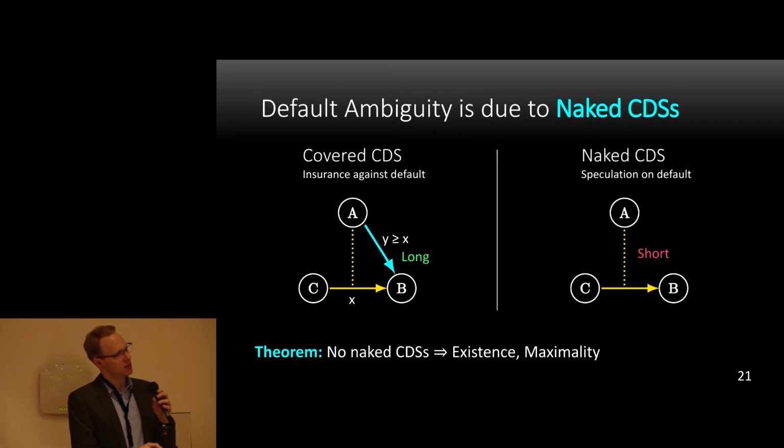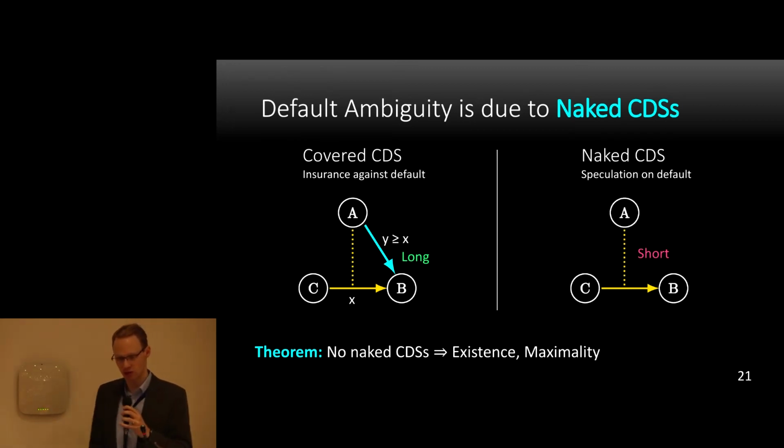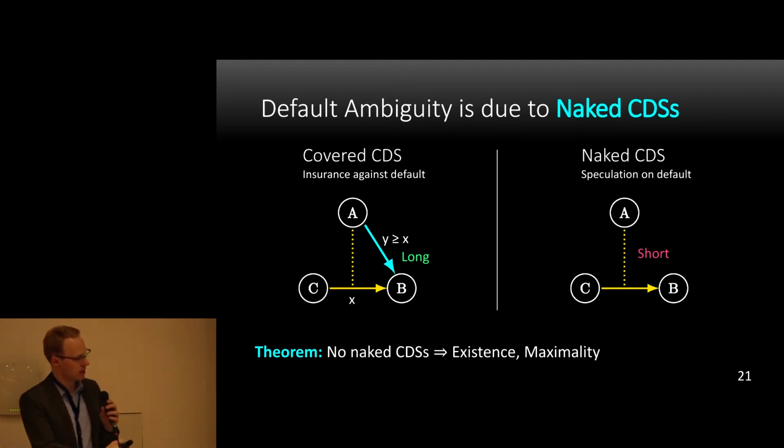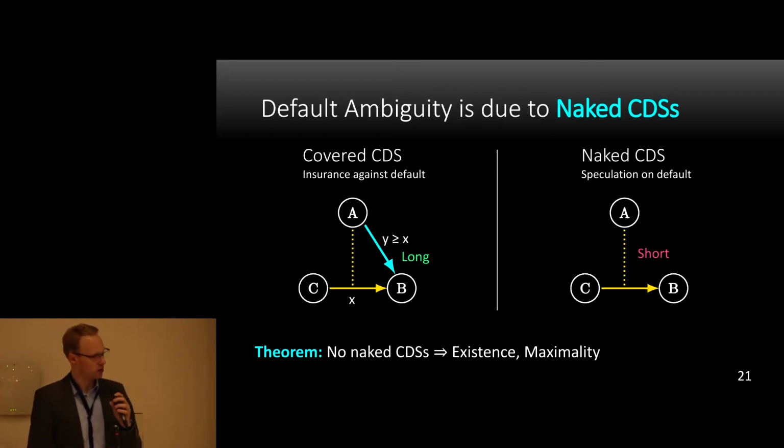If you have just a CDS, so that's a naked CDS, if A is doing worse, then the insurance payment for B increases and B is actually doing better. And this would be called a short position in finance. So the main result here is that if there are no naked CDSs, then both of these results are guaranteed. And the proof is actually the same as in prior work. You get this kind of lattice structure that you mentioned, because you can exploit monotonicity of this function we are looking for the fixed point of.